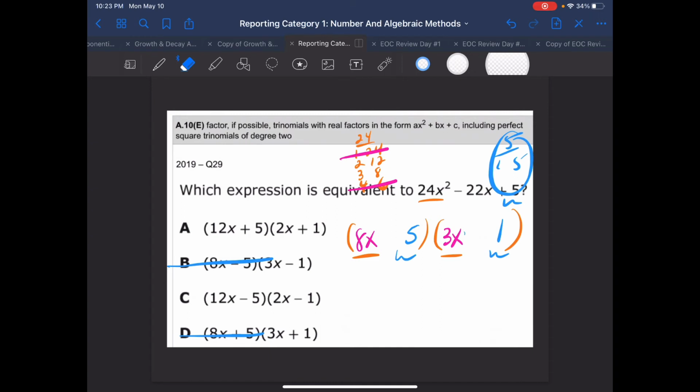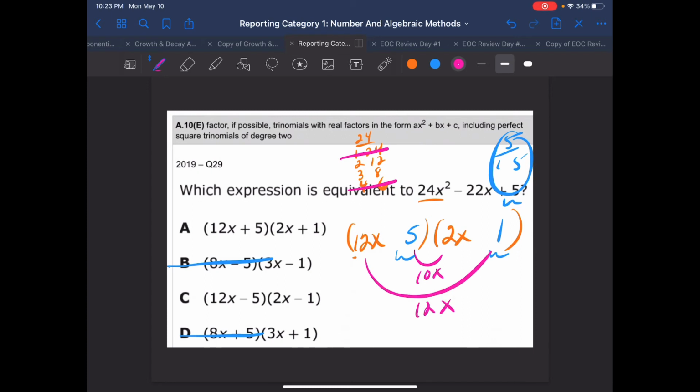So now I'm going to try 2x and 12x. Let me try my middle terms. 2x times 5 is 10x. 12x times 1 is 12x. Can these add up to give us a negative 22x? And yes, they can. They both have to be negative. Don't forget to check. Negative 5 times negative 1 is positive 5. That is what you want. Therefore, our correct answer is C.